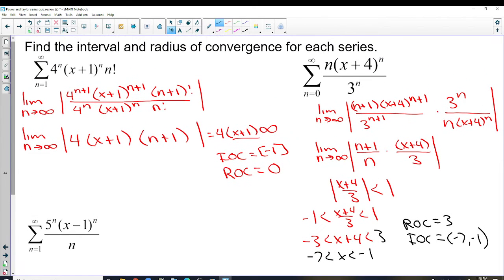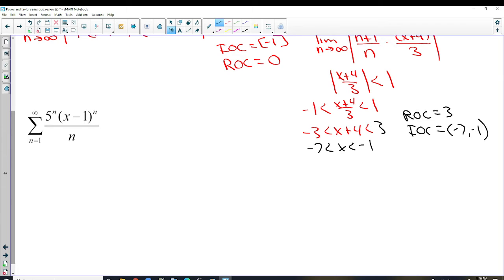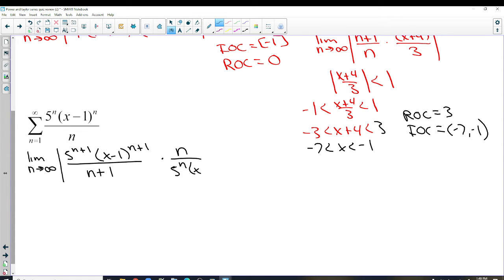All right, this is what we get when the constant or the exponential part, I'll call it a constant, is in the bottom. Now, how do we deal with this being the constant in the top? So I have about every scenario I could think of. We have the limit, n approaches infinity, absolute value of 5 to the n plus 1, x minus 1 to the n plus 1, over n plus 1, times n over 5 to the n, x minus 1 to the n.